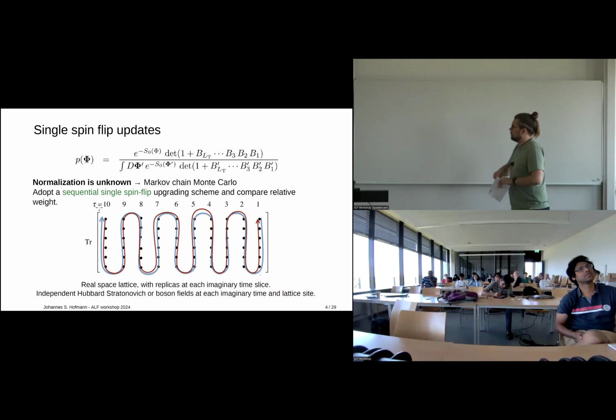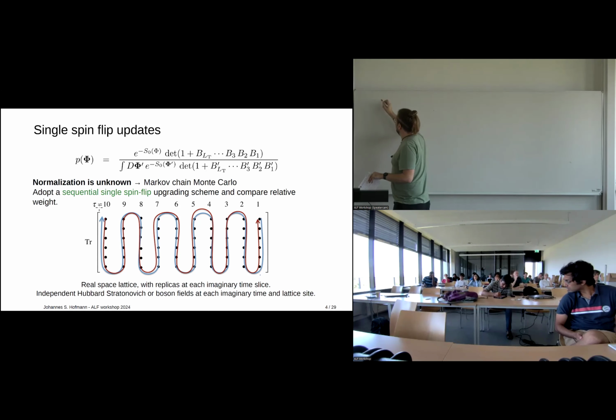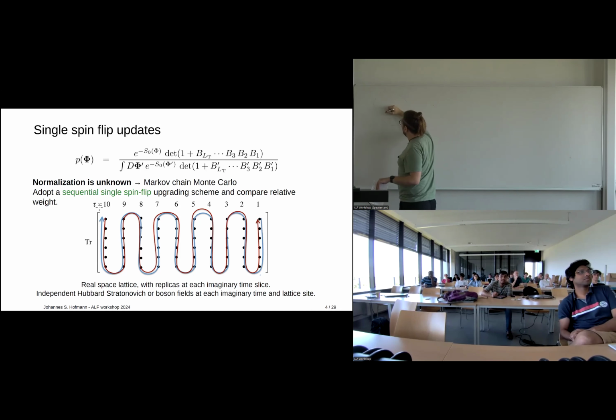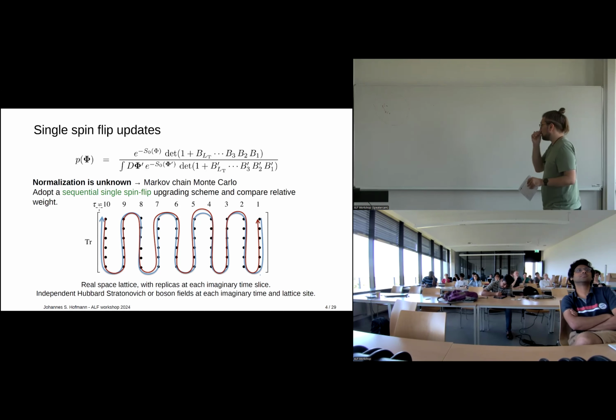This is the configuration equivalent to the drawing that Emilie had in the beginning, where you had this abstract space of configurations, and you started somewhere and made some change from one configuration to the next. So the configurational changes that we will be doing are precisely these single spin flip updates.